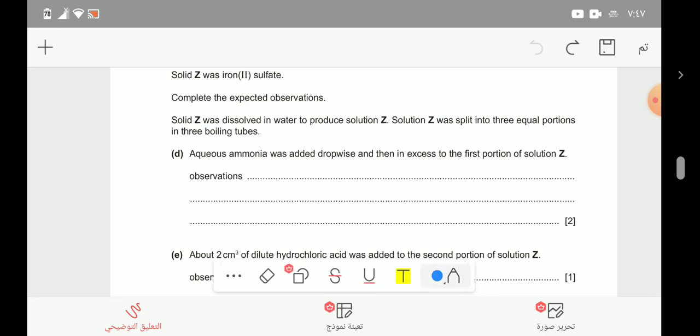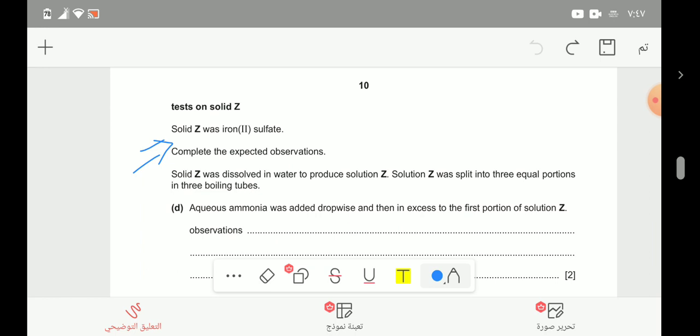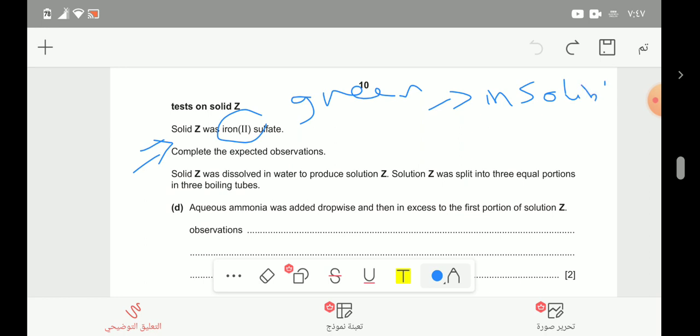Solid Z was iron 2 sulfate. You have to understand that iron 2 gives a green precipitate with sodium hydroxide, which is insoluble in excess. And also if we add aqueous ammonia, it will be insoluble in excess as well. So let's move to the question.